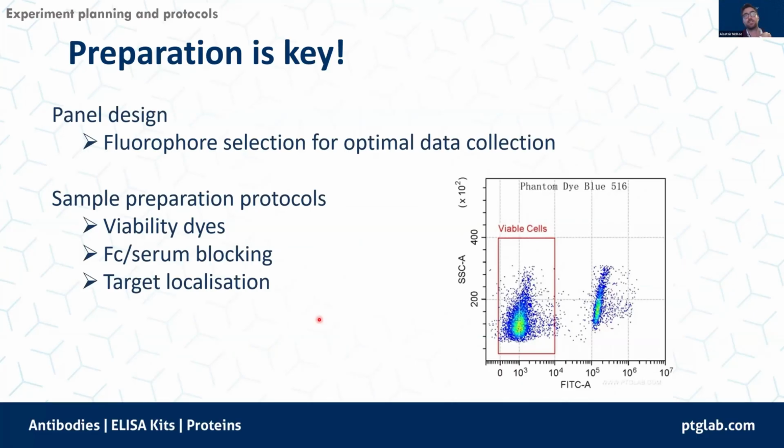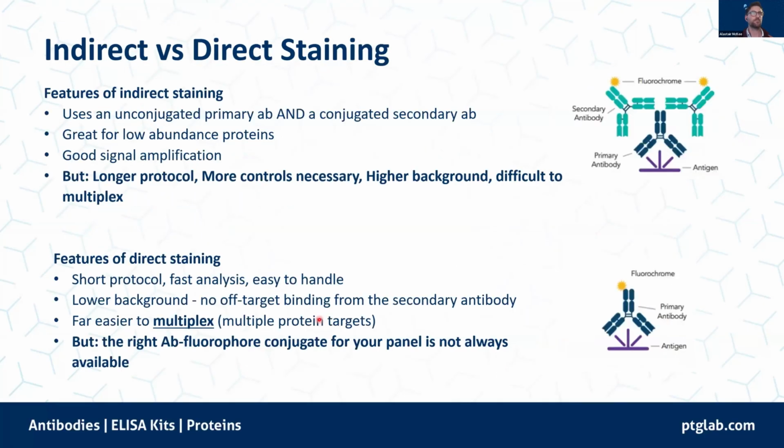So we're going to cover 2 areas. One is going to be a little bit about panel design. Panel design is something we could talk about for hours, and I'm conscious of time, so we're going to go through a simple example there, and then we're going to think about our sample preparation and what we need to do when we are preparing to stain our cells with our antibodies.